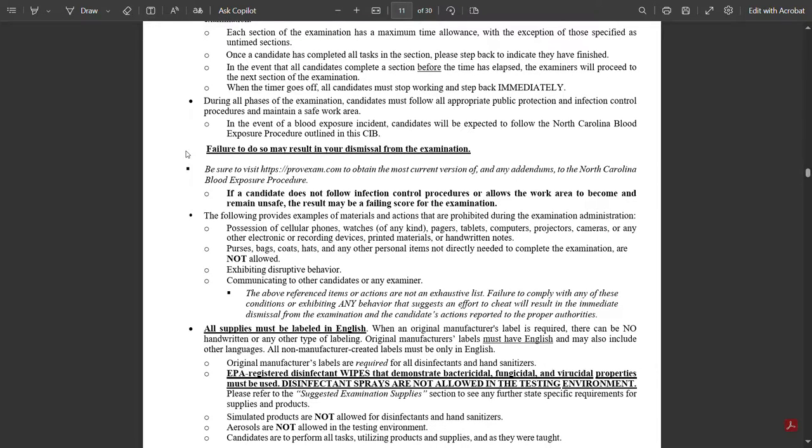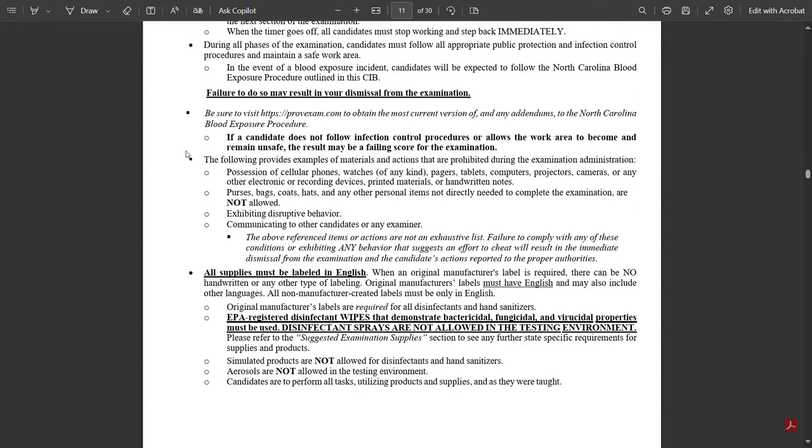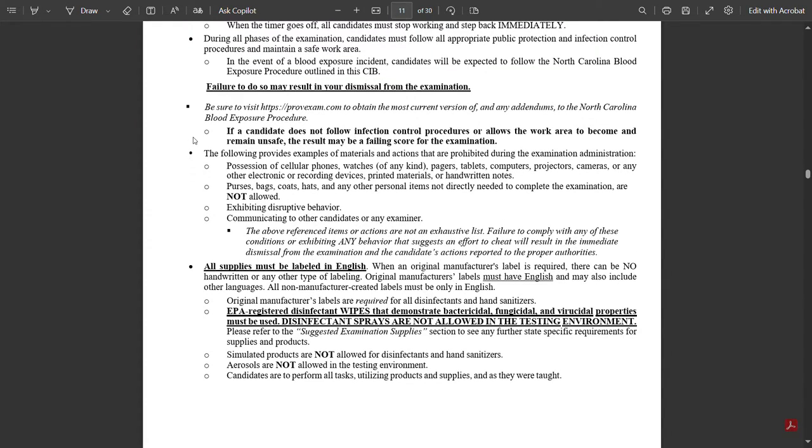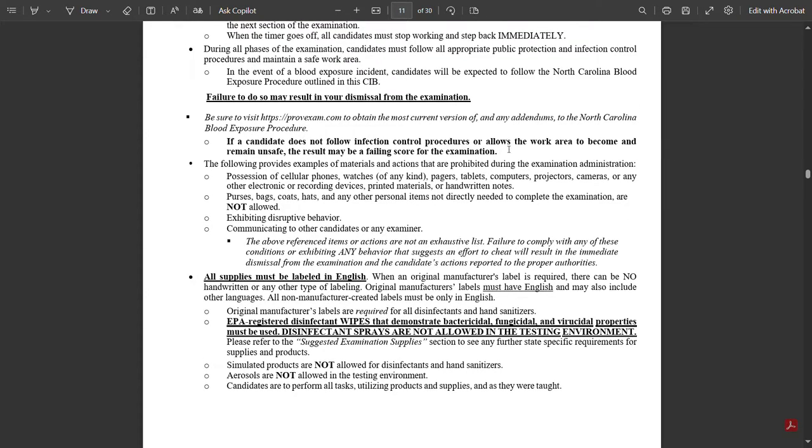You can get docked a lot of points or even be dismissed from the exam for not maintaining a safe work area. So if a candidate does not follow infection control procedures or allows the work area to become and remain unsafe, the result may be a failing score for the examination. They said the same thing like three times in a row, so that's how important they take that.